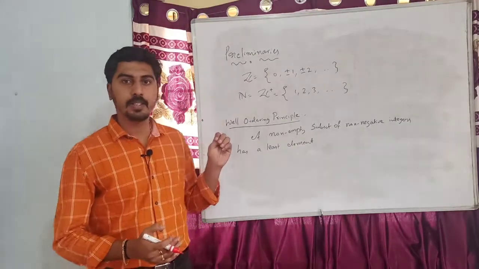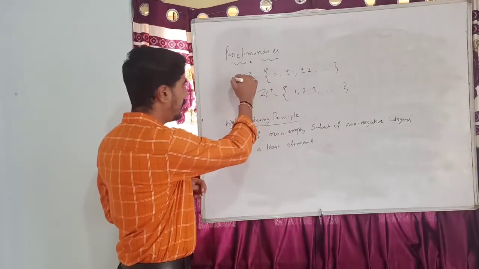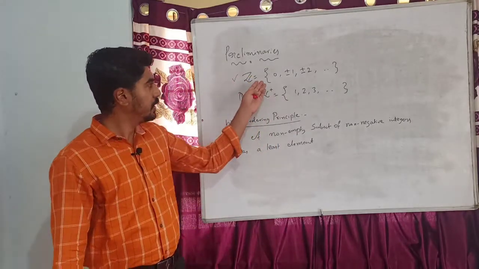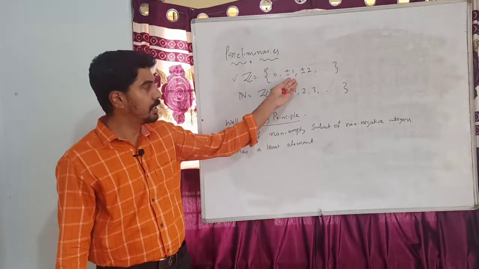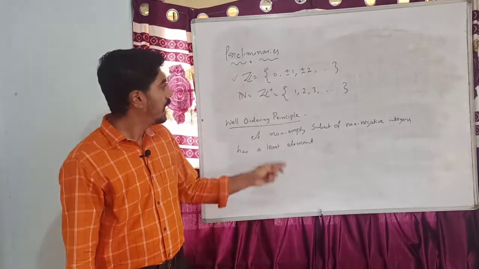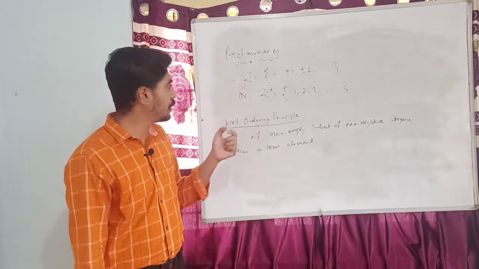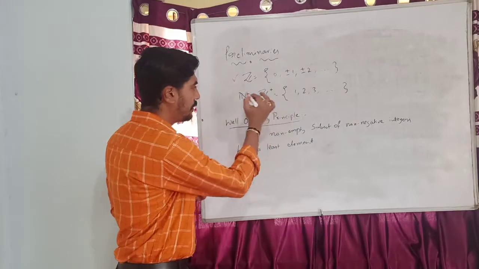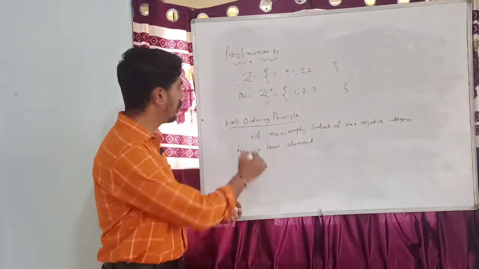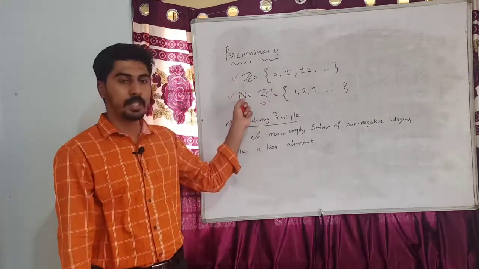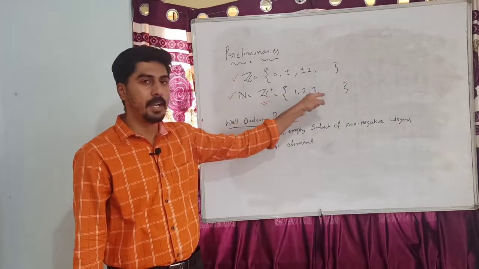The set of all integers is denoted by Z, and Z is equal to 0, plus or minus 1, plus or minus 2, and so on. The set of all positive integers is denoted by Z plus, which is the same as the set of all natural numbers N, which is equal to 1, 2, 3 and so on.